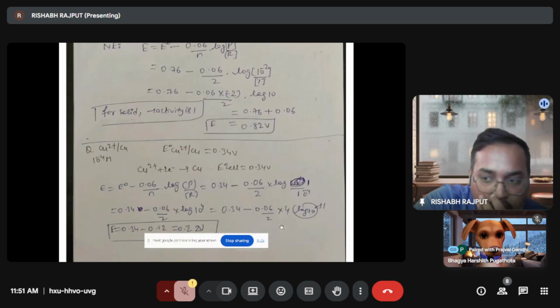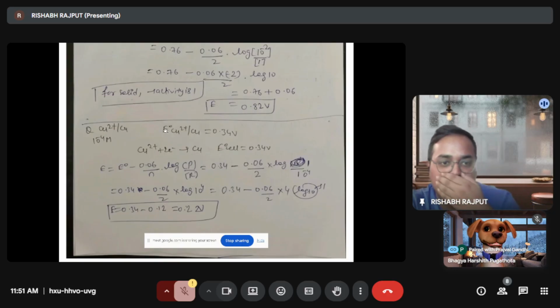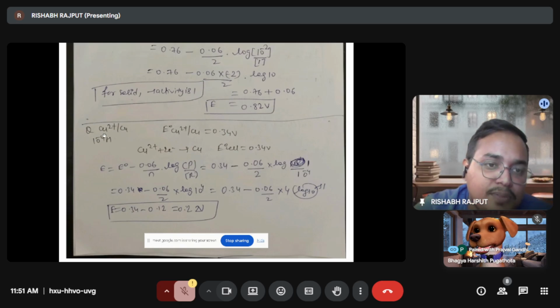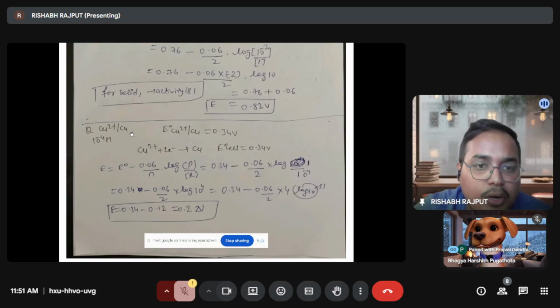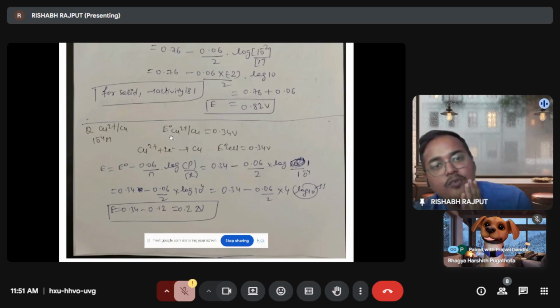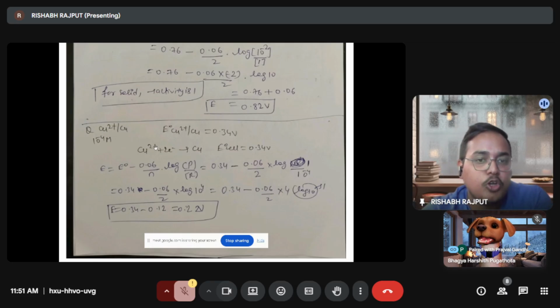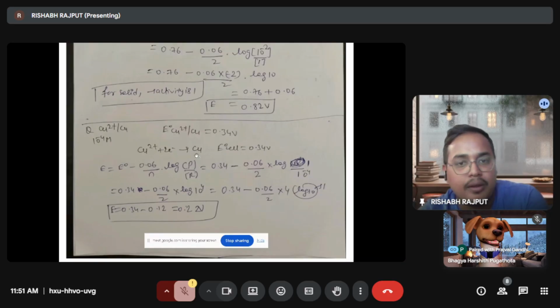Now I will solve the second question also. Please see this second question. Copper to copper positive, see here, they have given a concentration, 10 power minus 4, and copper is solid, that is why they are not giving any concentration. For E naught, for copper to copper positive, they will give you the value 0.34 volt. So you know that reaction. What is the meaning of this? Copper positive will gain 2 electrons and it will become copper.